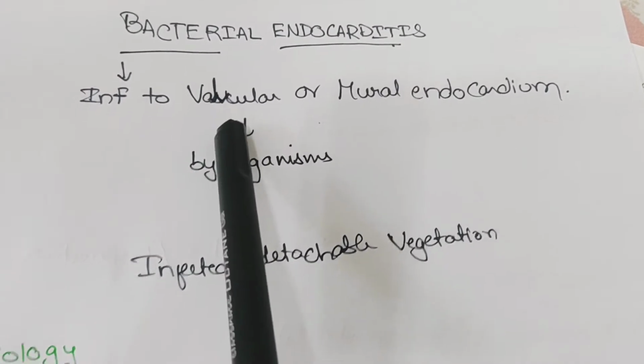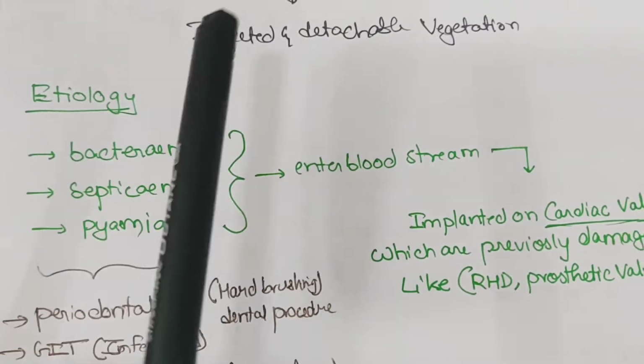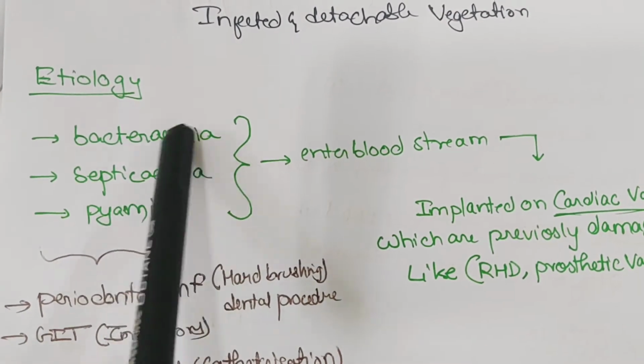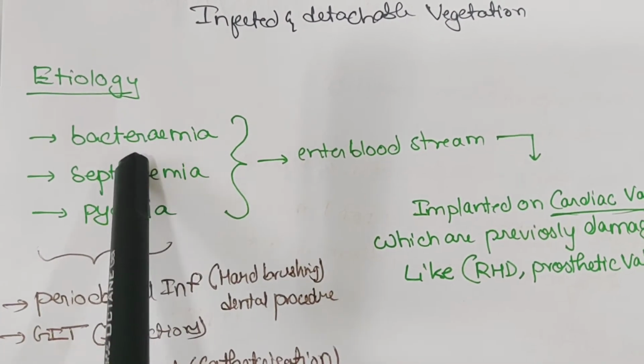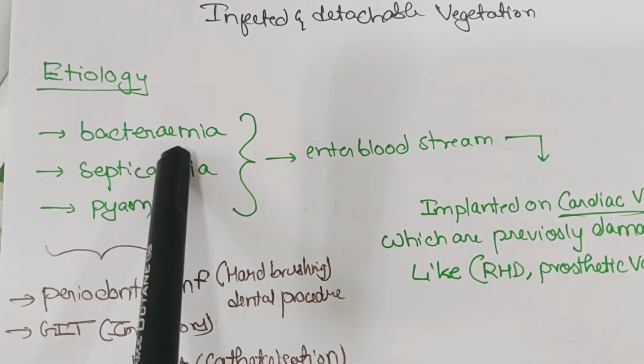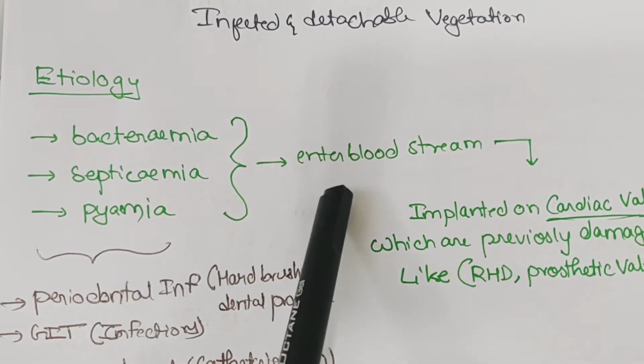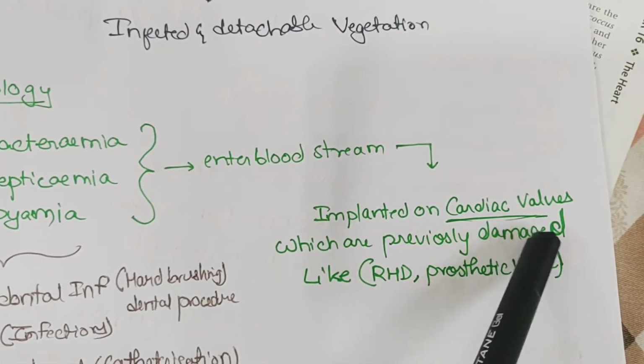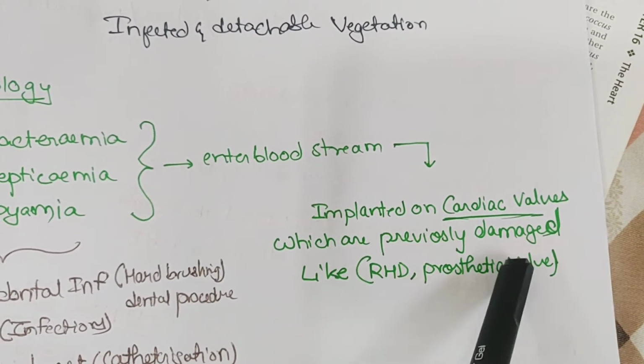surface of the valves. And coming to etiology, generally we see bacteremia, septicemia, pyemia. In bacteremia, there is bacteria which is entering the bloodstream. So what happens is this bacteria get implanted on the cardiac valves which are previously damaged.